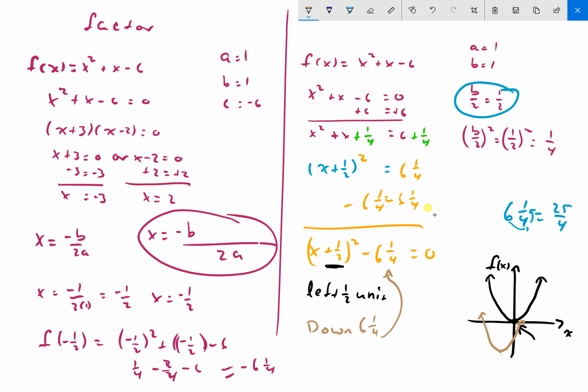And like I said, you can do that by completing the square, but once you get to here, you then bring this side over. It's a little bit trickier when a doesn't equal 1, but we'll talk about that later.